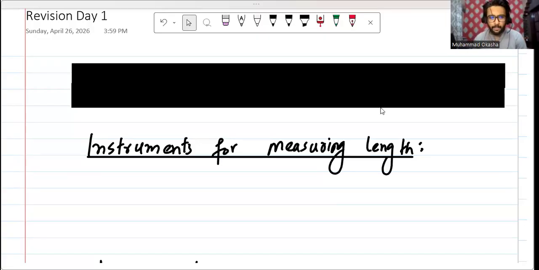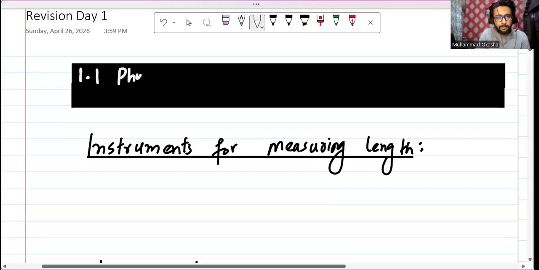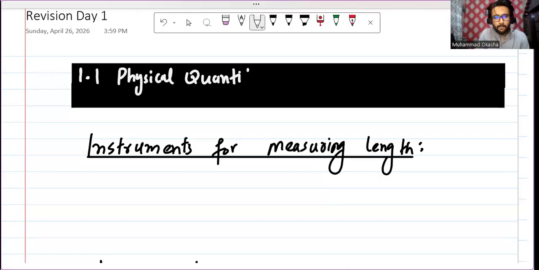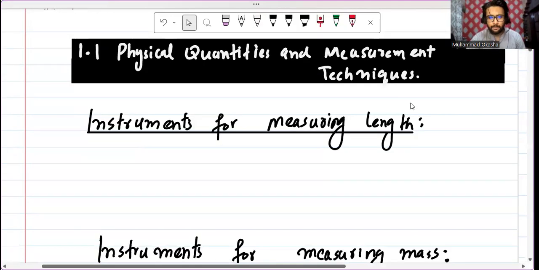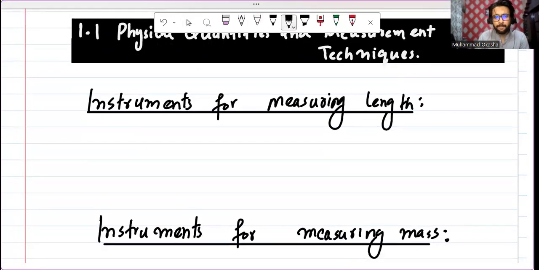Hello, everybody. We're doing the revision of section 1.1 of physics, which is about physical quantities and measurement techniques. We'll take a brief overview. By the way, this does not include the vectors. We'll cover vectors sometime later.